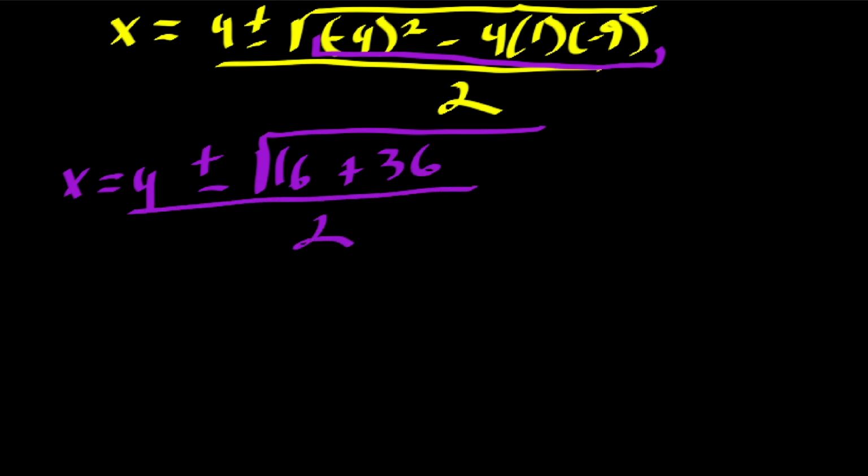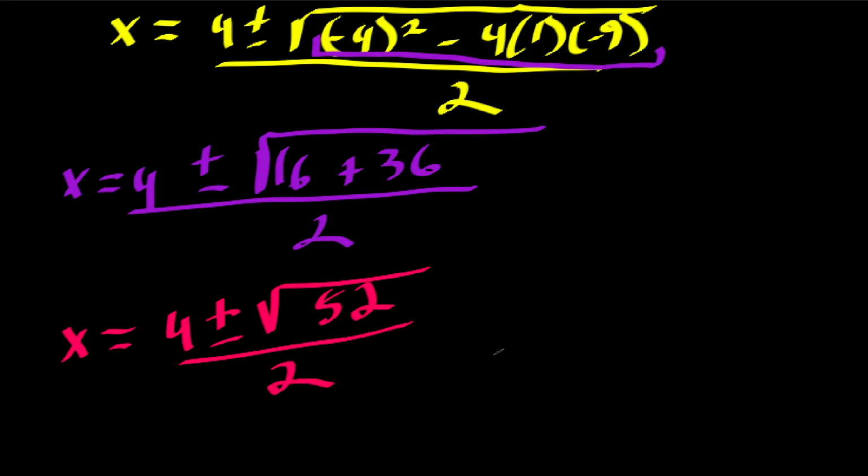Once again, a common mistake here is for people to try to divide these. But right now we can't. In a second we'll be able to, but for right now we can't really do that yet. So x equals 4 plus or minus the square root, and that would give me 52 all over 2.